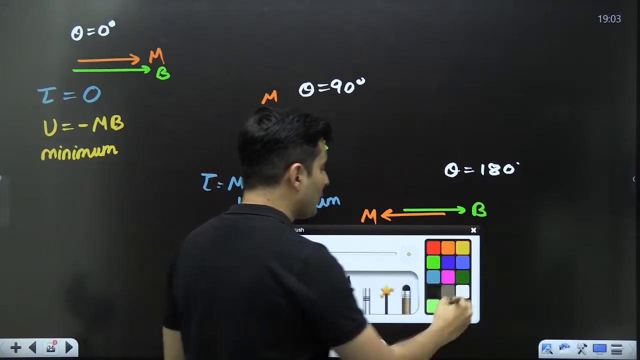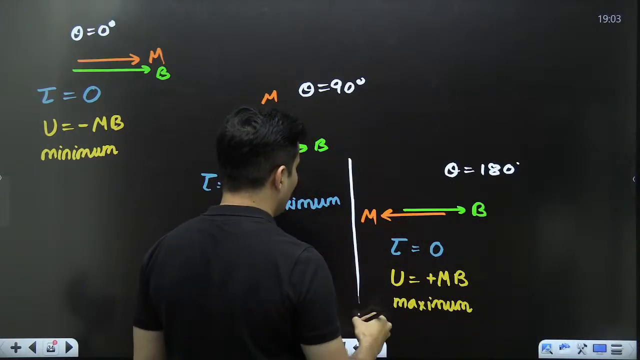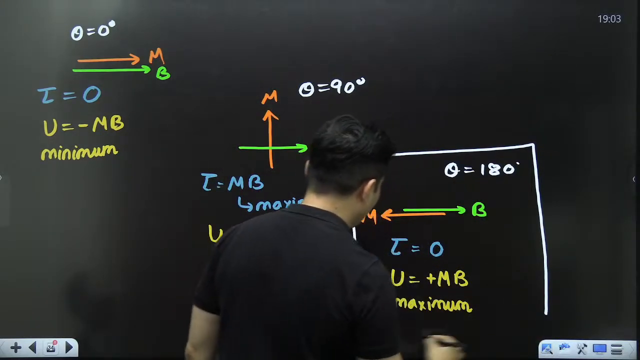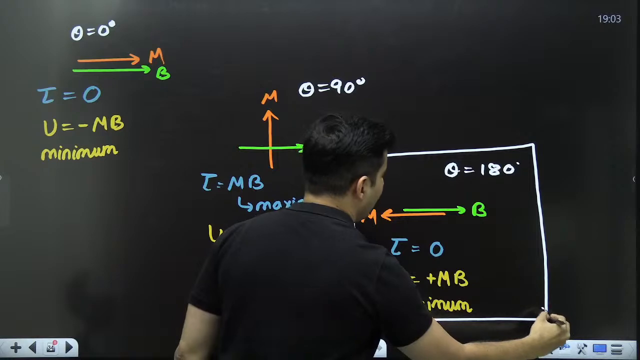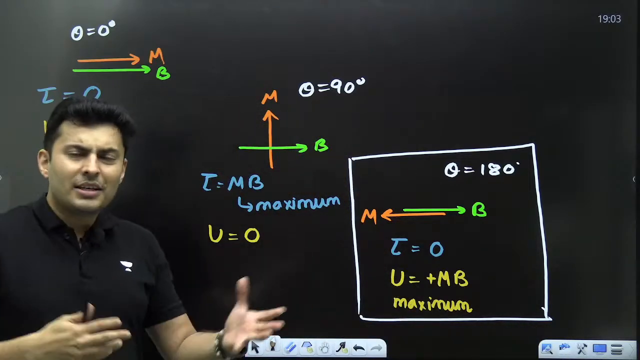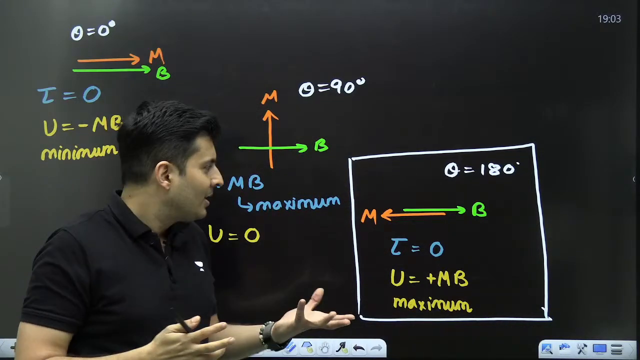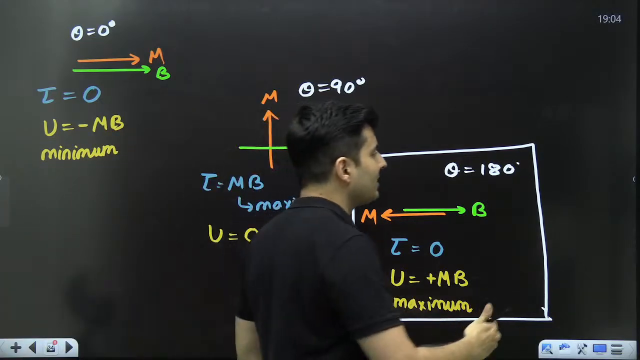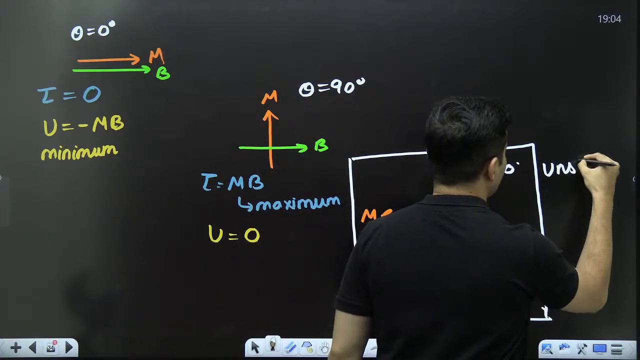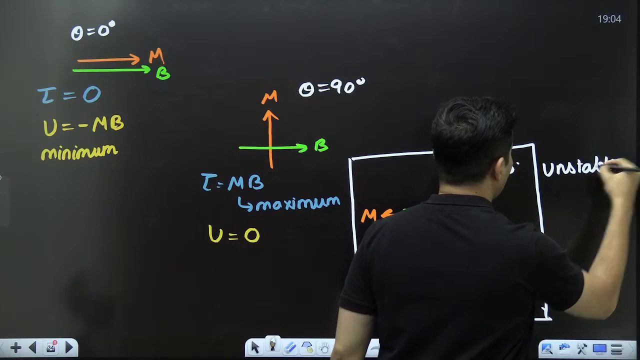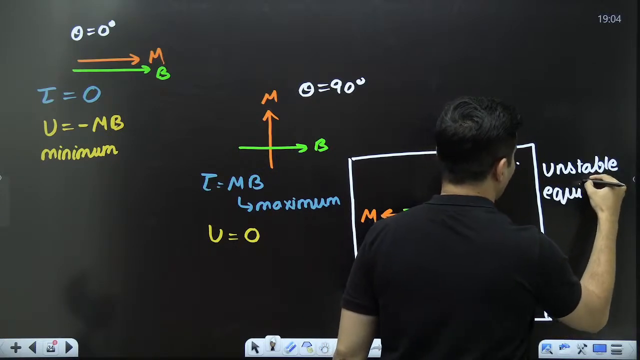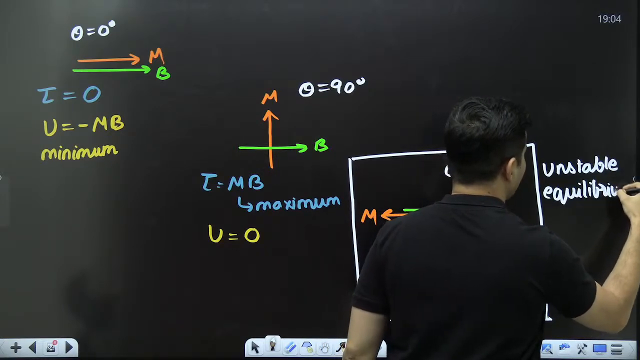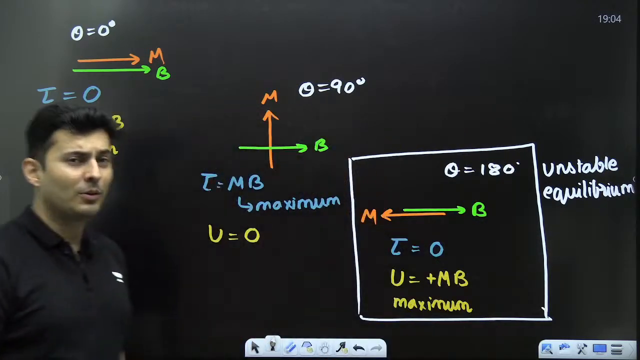And the final conclusion: in this particular situation where theta was 180, torque was 0 and energy was maximum. Torque is not there, so it is in equilibrium. And energy is maximum, so obviously it is unstable. So this is the situation of unstable equilibrium.